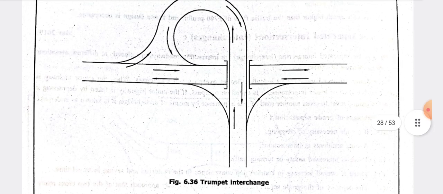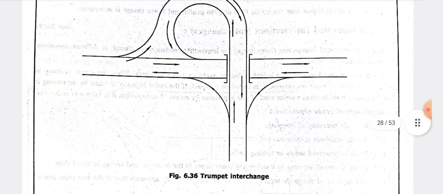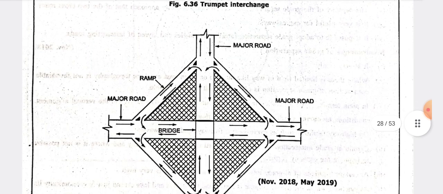Here is one of the figures: the trumpet interchange. If any vehicle is traveling in a left to right direction and we need to change the direction by 90 degrees, this type of trumpet interchange is required.